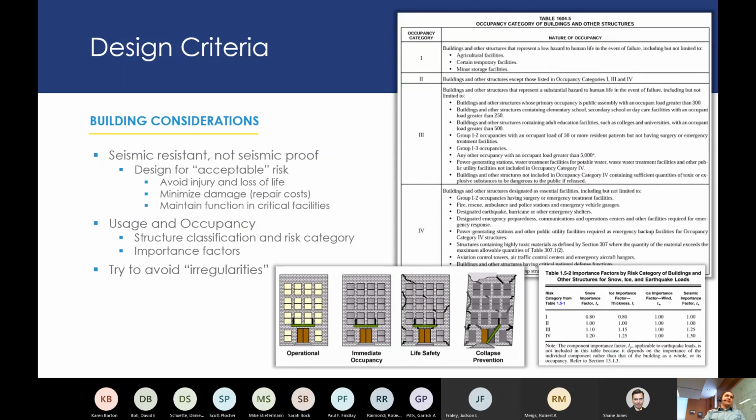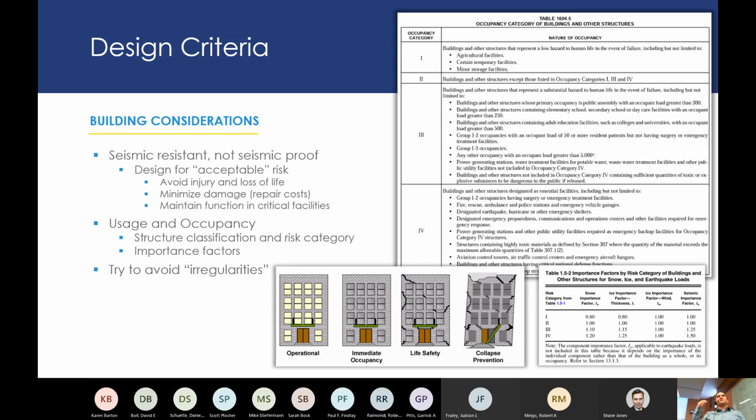So, building considerations, again, trying to demystify the complication. I hear a lot of people say, well, we don't need a design for seismic. Our building's not that important. Well, it is required by code, and it doesn't have to be that big of a deal. And we're not designing for it to be seismic proof. That would be extraordinary and impossible, very costly. So we're designing for acceptable risk.